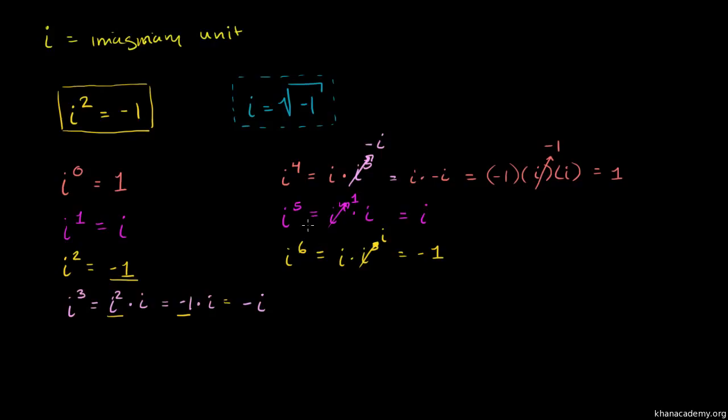We could keep going this way, putting higher and higher powers of i here, and we'll see that it keeps cycling back. And in the next video, I'll teach you how, for an arbitrarily high power of i, you can figure out what that's going to be.